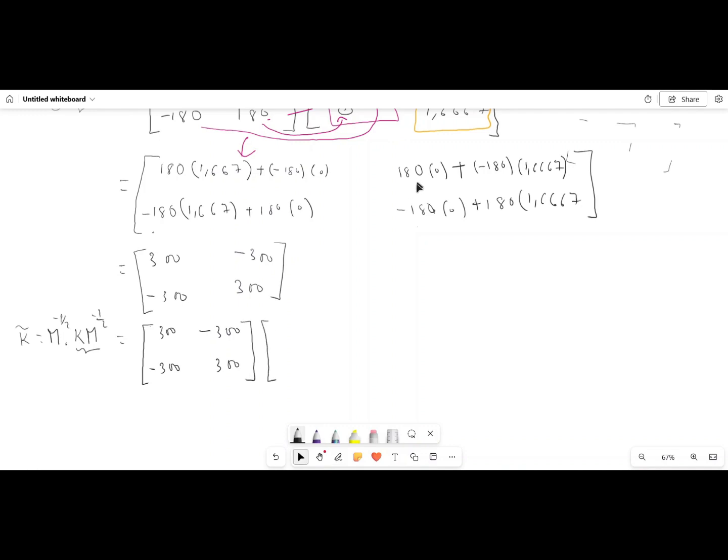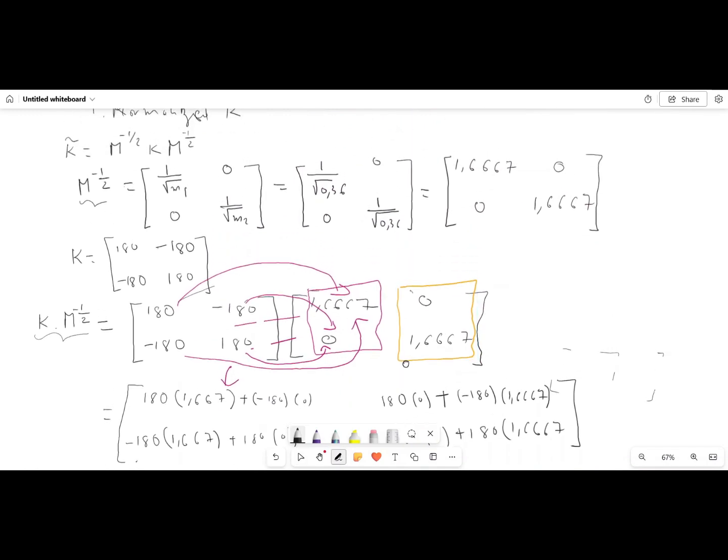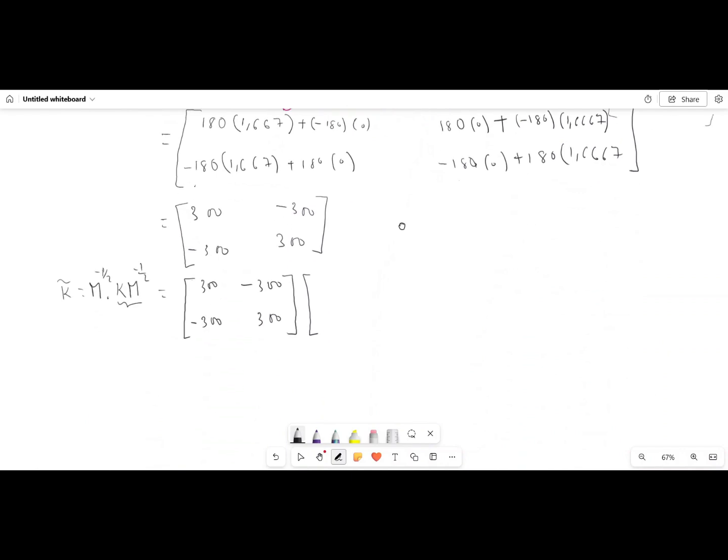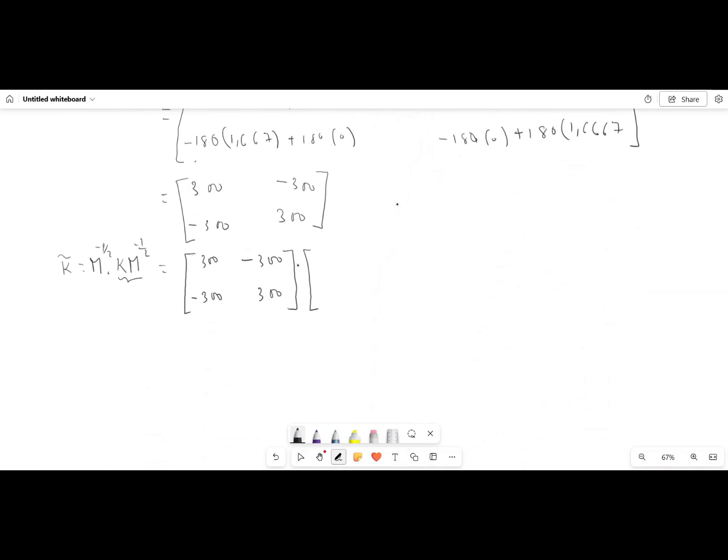What is m half? M half is what we got here in the beginning. It is 1,667 there that we got. Mr. Cabello, I think that's what we got. I think it is 3,6 here.